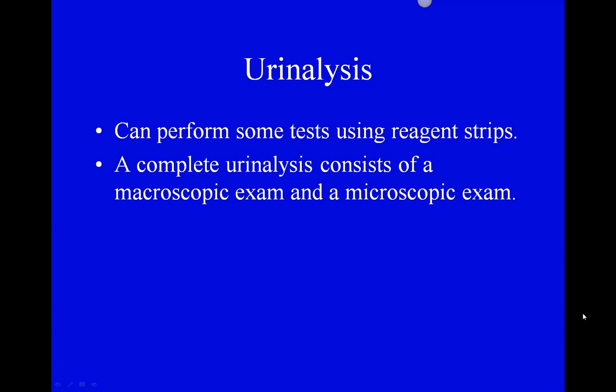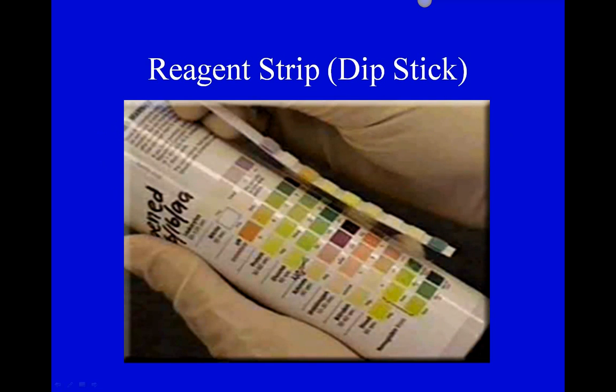Okay, urinalysis. We'll kind of finish with this piece. We can do a urinalysis using reagent strips. And if you look at page 2 of your notes, the third item there is reagent strip. We can also do a complete urinalysis, which would include two parts, a macroscopic part and a microscopic part. Which do you think this is? Do you think this is a complete urinalysis? Or do you think this is using a reagent strip, or some people call it a dipstick?